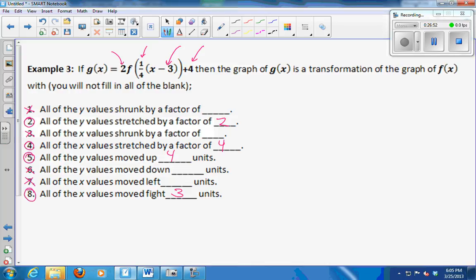What do you think? Okay. Yes. Yep. Inside parentheses make horizontal change, that is changes to x values. Yep. Outside changes change the output, which is changes to y values.